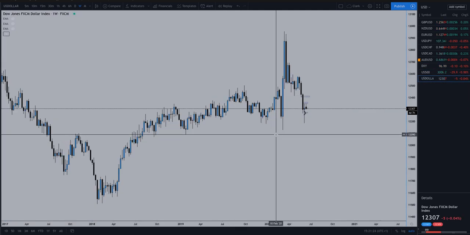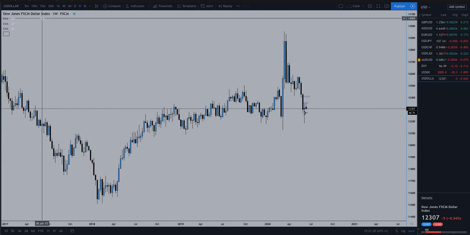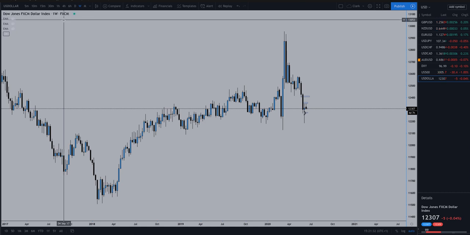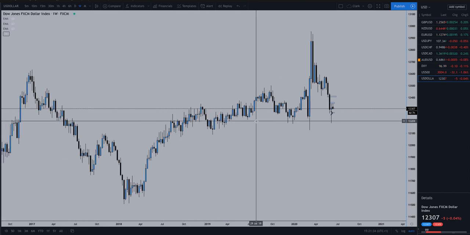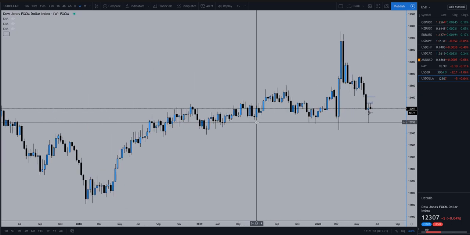I mean, this is the weekly. I'll show you a little bit more on the daily or on the hourly. Anyhow, I like this one. It's from FXCM, so it's a Forex broker. All right, so let's look in here.